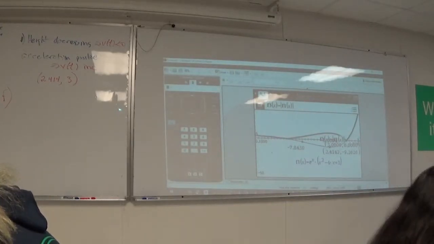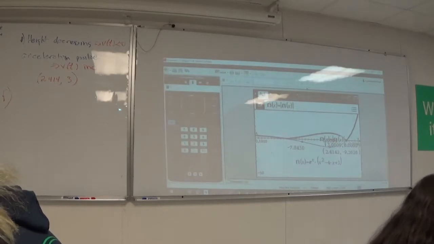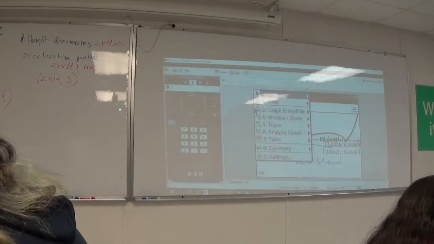Okay, good. The next question is, based on your speed graph, determine where the speed of the cat is increasing. I'm looking for intervals now. When is the cat's speed increasing?